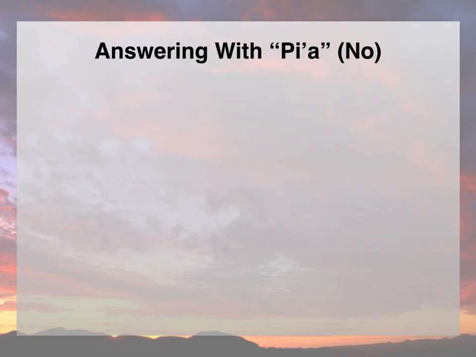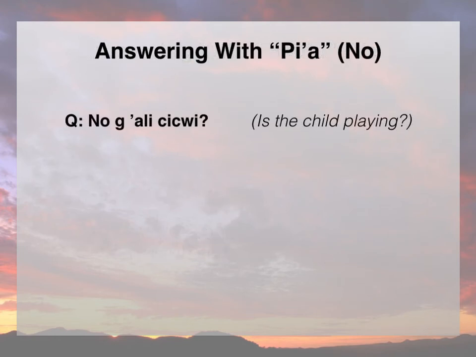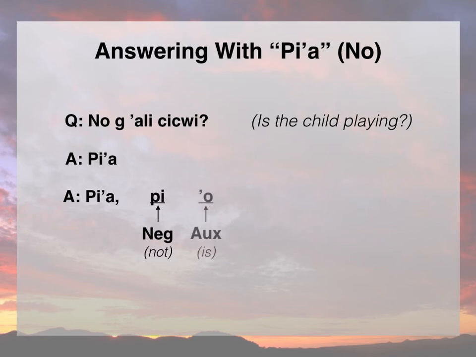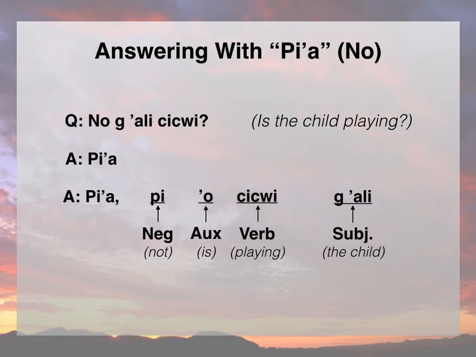Answering with bi'a, our question again is nok ari chichui. We could just say bi'a or bi'a bi o chichui ari. No, the child is not playing. Again, negative, auxiliary, verb, subject is optional. So we could drop that out and say bi'a bi o chichui. No, he or she is not playing.